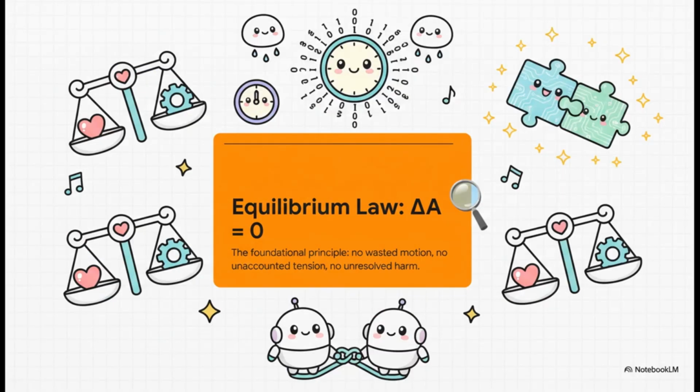Okay, so everything, and I mean everything in the system, boils down to this one unbreakable law. Delta A equals 0. Now, in physics, you might recognize this as a principle of least action. But in Haven, it's not a suggestion, it's an ethical absolute. It means every single operation, from a tiny clock cycle to a huge network request, must resolve back to a state of perfect balance. No loose ends, no harm left unresolved.